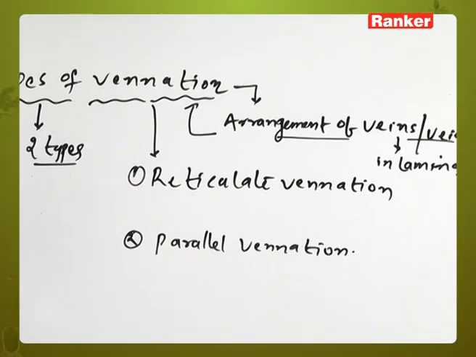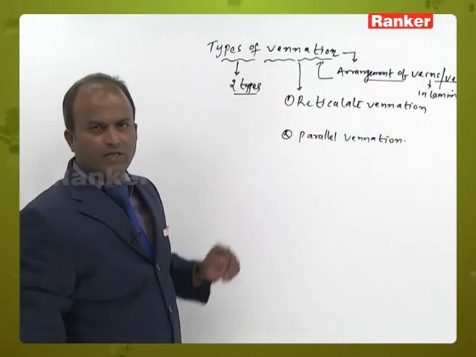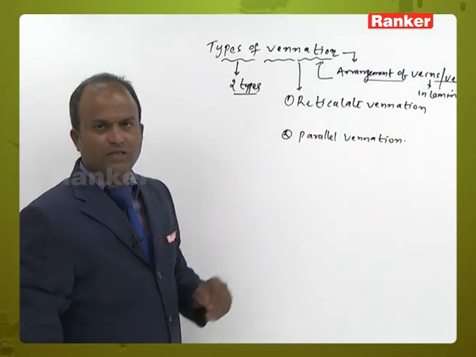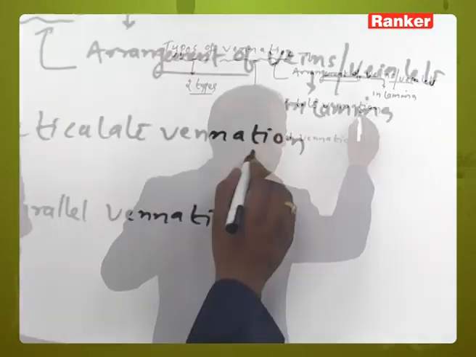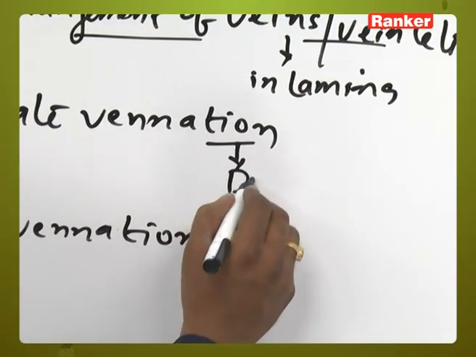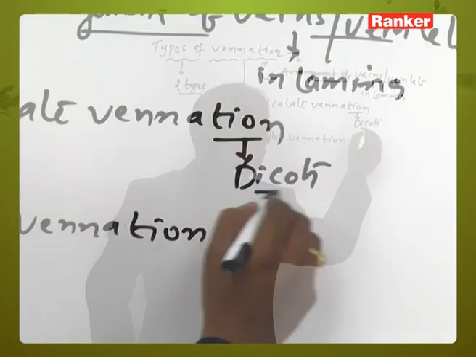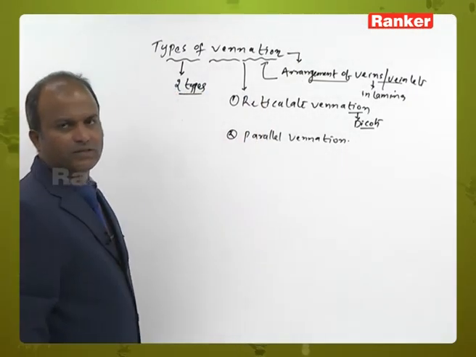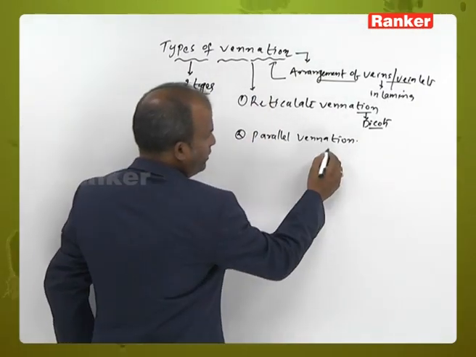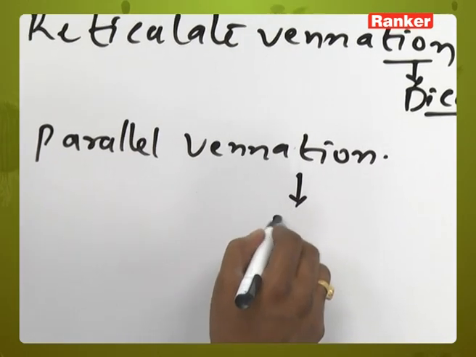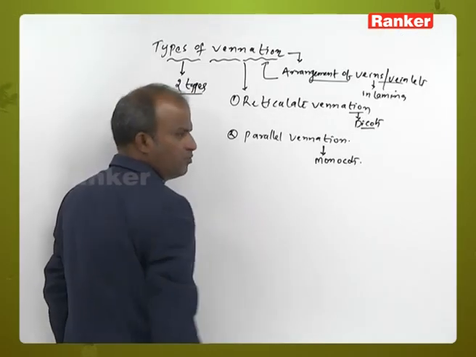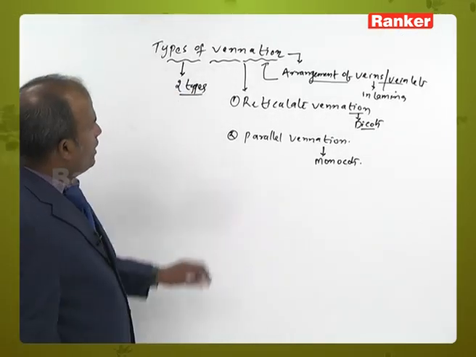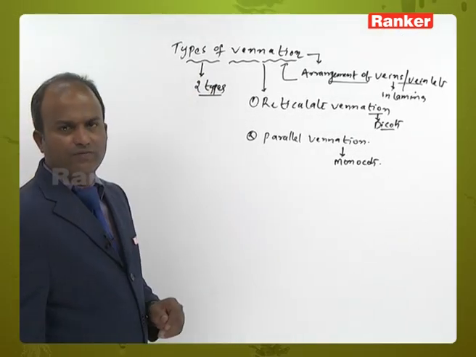Venation is of two types. The first one is reticulate venation, and the second one is parallel venation. Reticulate venation is seen mostly in dicots. Parallel venation is mostly seen in monocots.